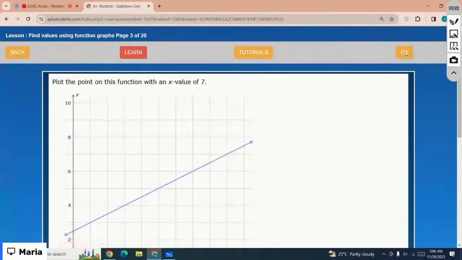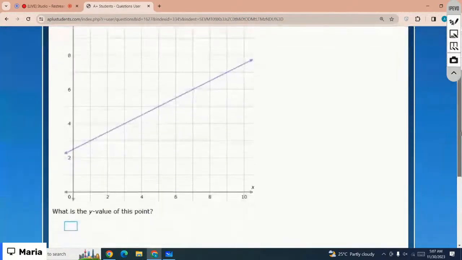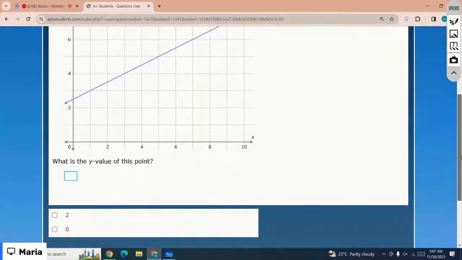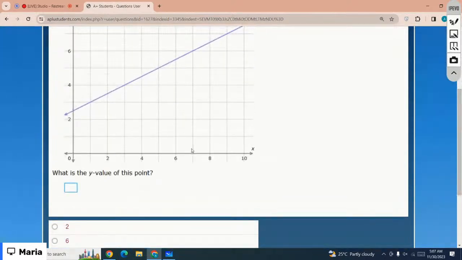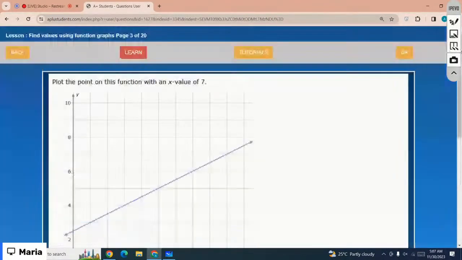Plot the point on the function with an x value of 7. So when x is 7, y equals, here is x equals 7. Just match it to the y-axis. So when x equals 7, y equals 6. The correct option is 6.